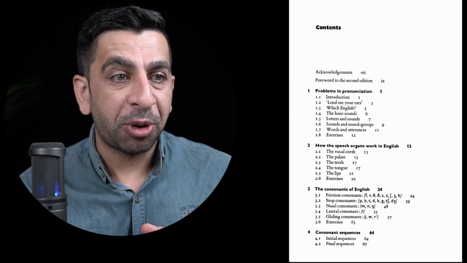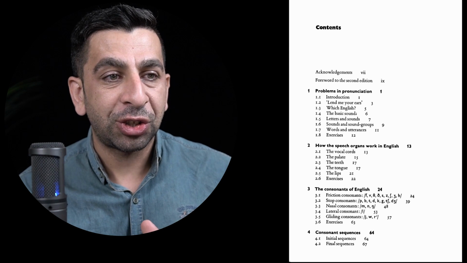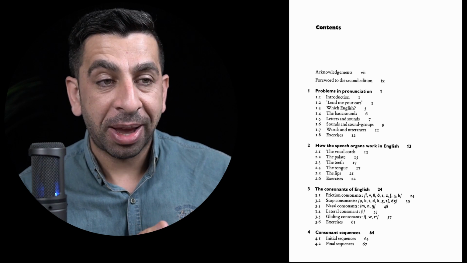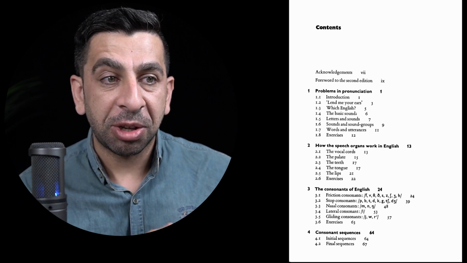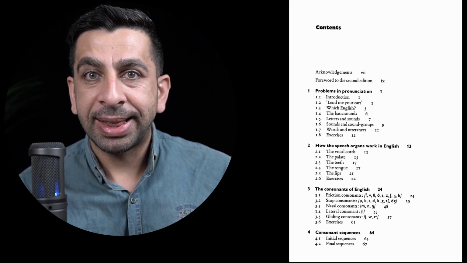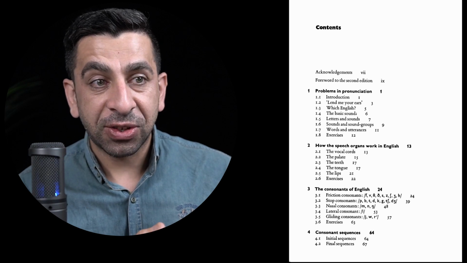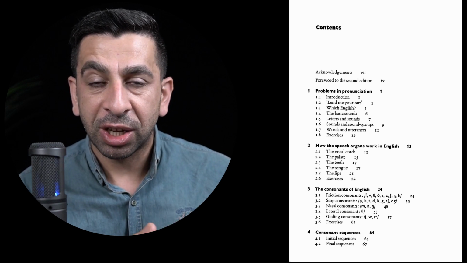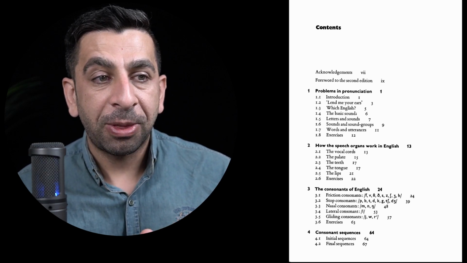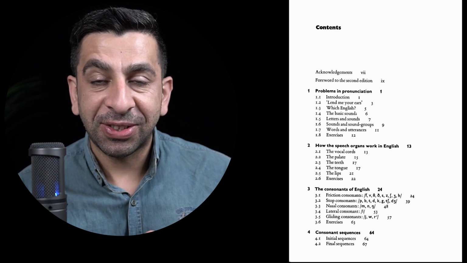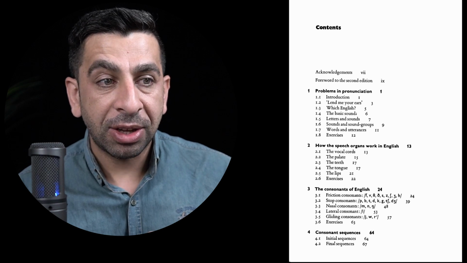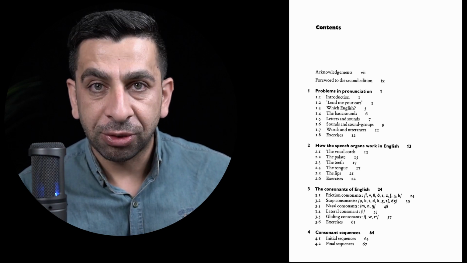Starting with chapter 1, we're going to focus on the problems in pronunciation: introduction, lend me your ears, which English, where they're going to talk about the varieties of English. Pretty much every book in linguistics or phonetics kickstarts the first chapter by talking about the varieties of dialects and accents and all of that sort of thing. Then the basic sounds, letters and sounds, sounds and sound groups, and finally words and utterances.